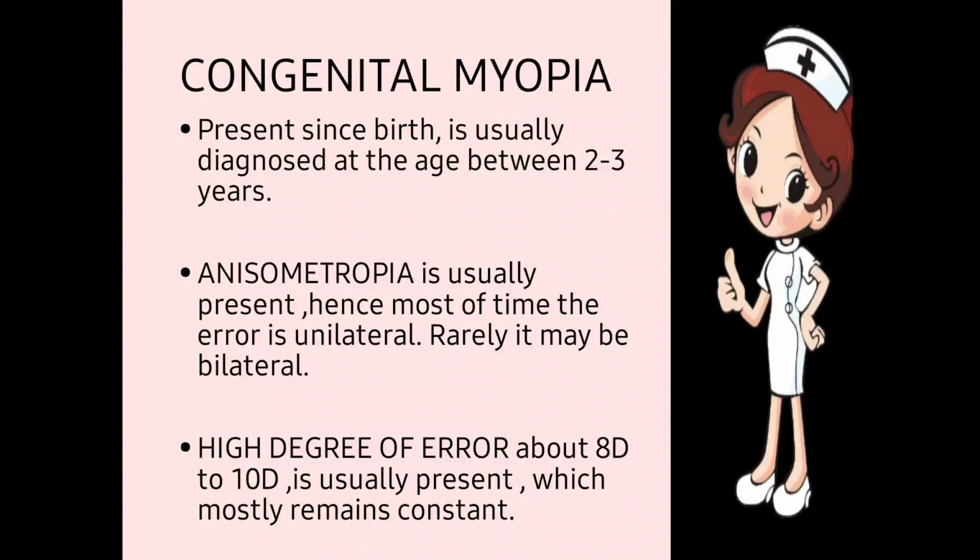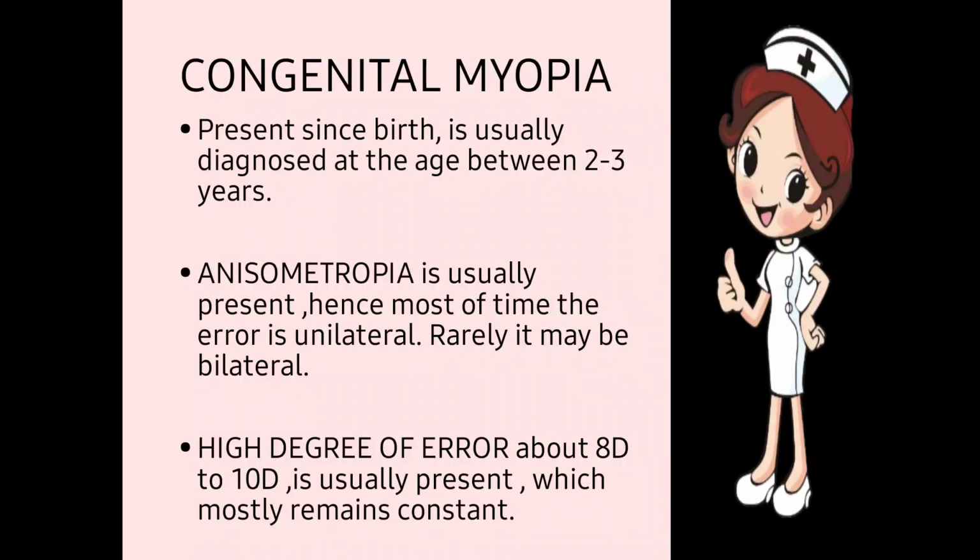Anisometropia is usually present. Anisometropia means there is a lot of correction in one eye. Hence, most of the time the error is unilateral, with a minus number in only one eye. Rarely it may be bilateral. It is a very rare condition that a high minus number is in both eyes. Mostly it is present in only one eye. This condition is known as anisometropia.